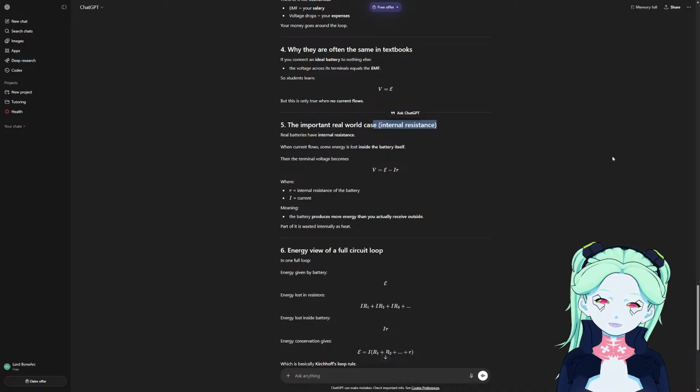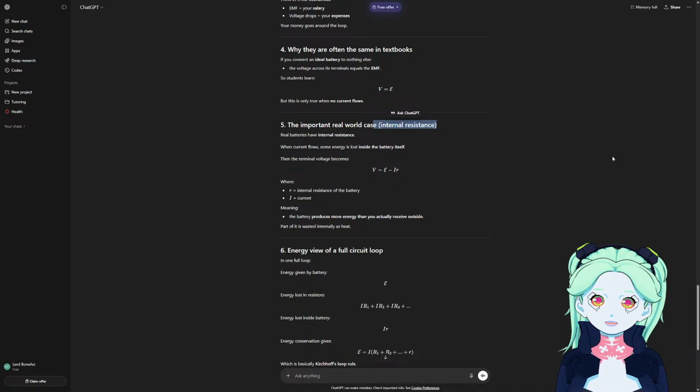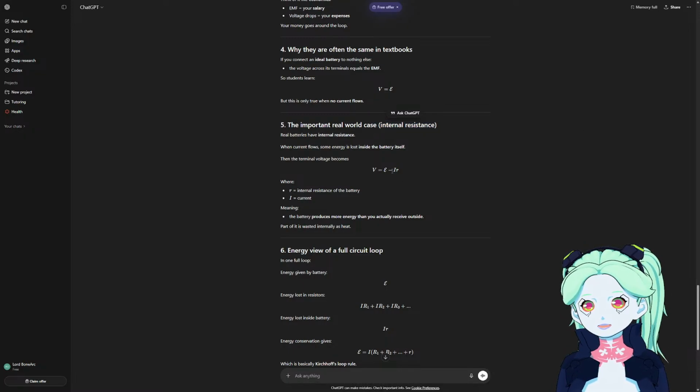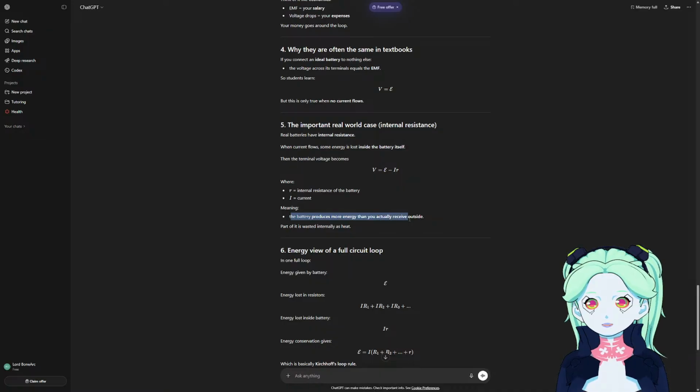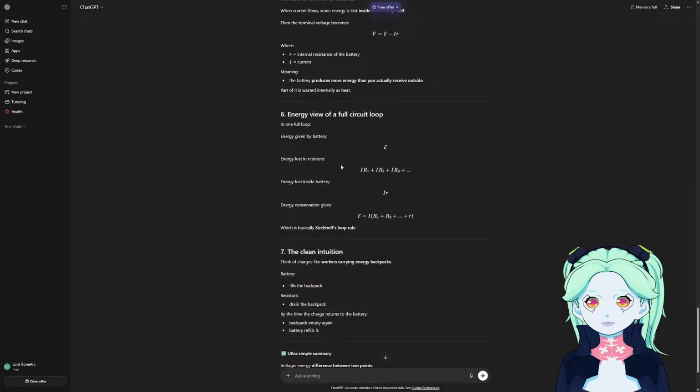Okay, real batteries have internal resistance. When current flows, some energy is lost inside the battery itself. Then the terminal voltage becomes V equals epsilon minus Ir, because of the internal resistance. Meaning that the battery produces more energy than you actually receive outside. Part of it is wasted internally as heat. Okay? Energy view of a full circuit loop.